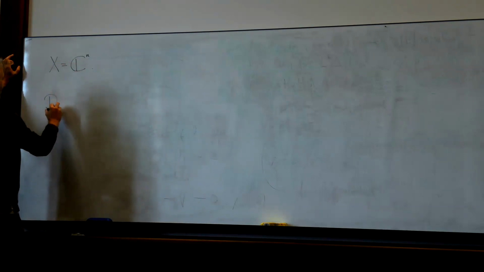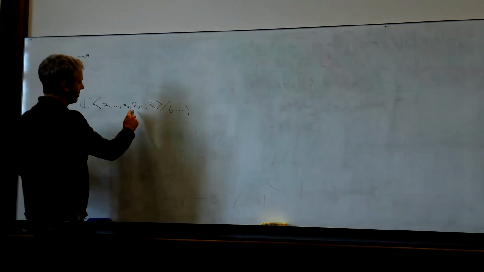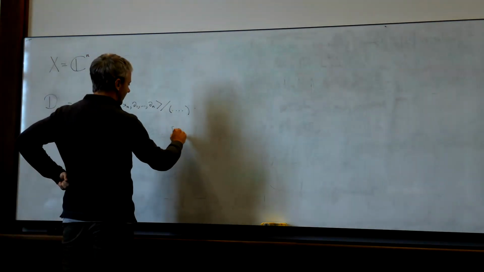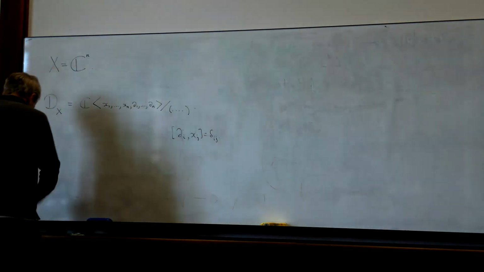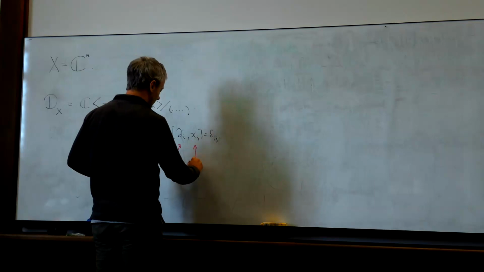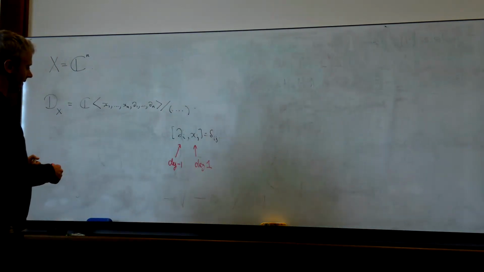So X is C^n. We consider D_X. So this is an algebra generated by x1 up to xn, d1 up to dn, subject to the relationships that we're familiar with. And now I explained good filtrations, which puts this stuff in degree 1 and this stuff in degree 0. But one of these relations is d_i x_j minus x_j d_i equals delta_ij. And if you stare at this, you realize that it makes sense to define a new filtration where x is degree -1, d is degree 1. And this filtration is called the Bernstein filtration.